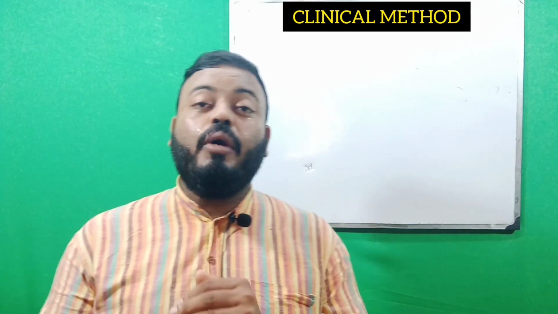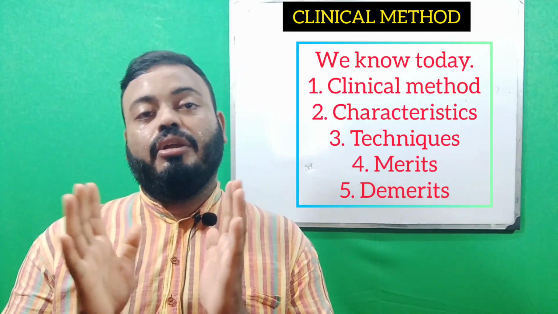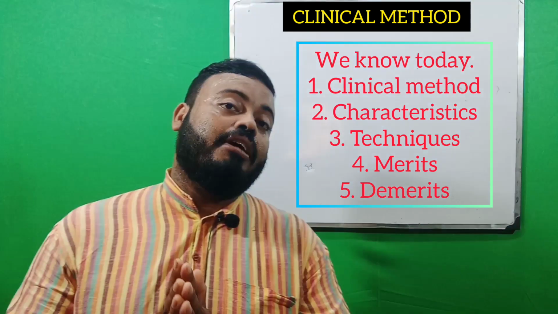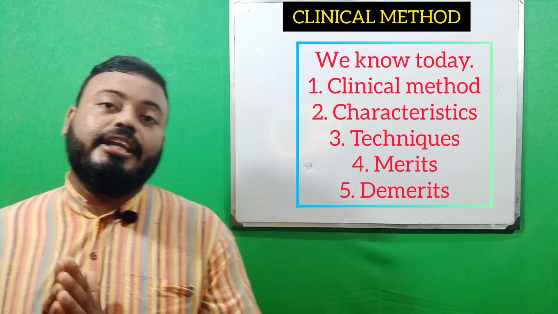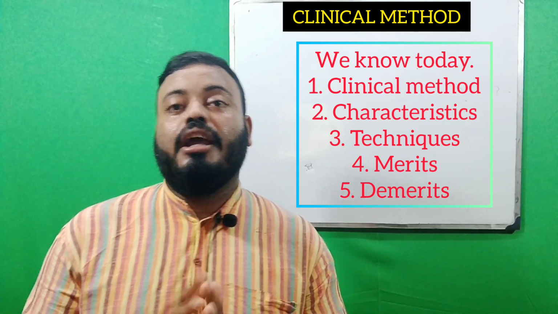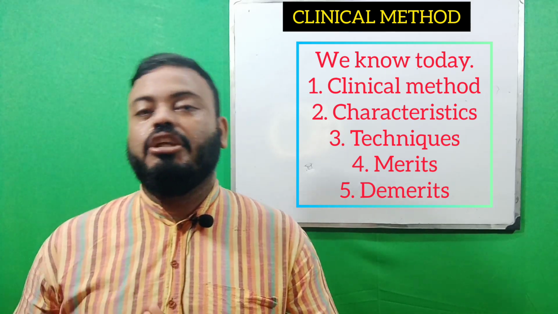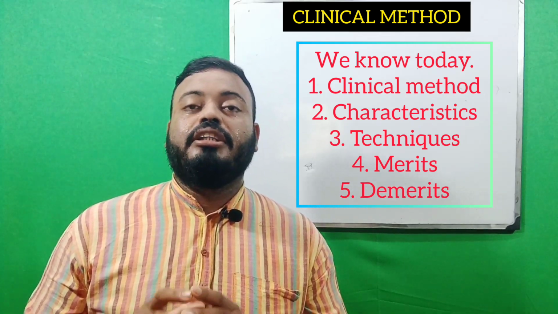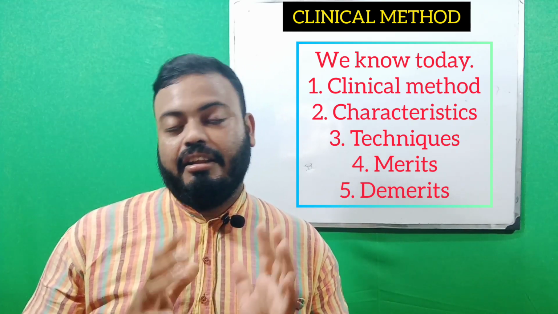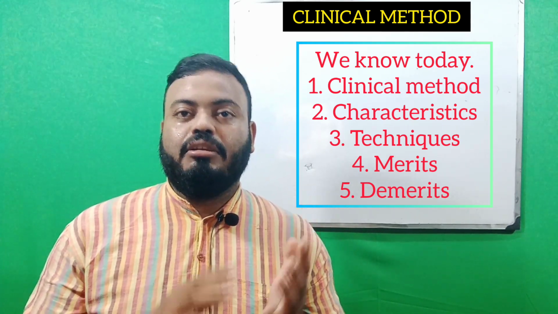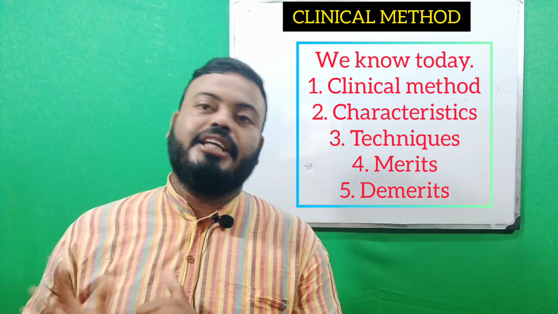So this is the framework we can look at. At first we learned what the clinical method is. Secondly, the characteristics of the clinical method. Thirdly, the techniques of the clinical method. And fourth and fifth, the merits and demerits of the clinical method. This whole session is based on five sides: definition, characteristics, techniques, merits and demerits.